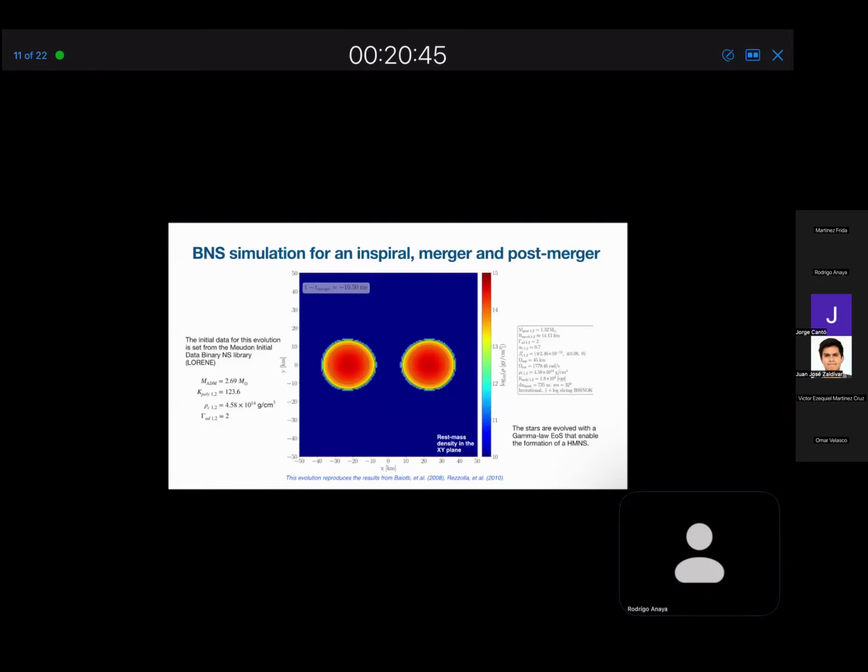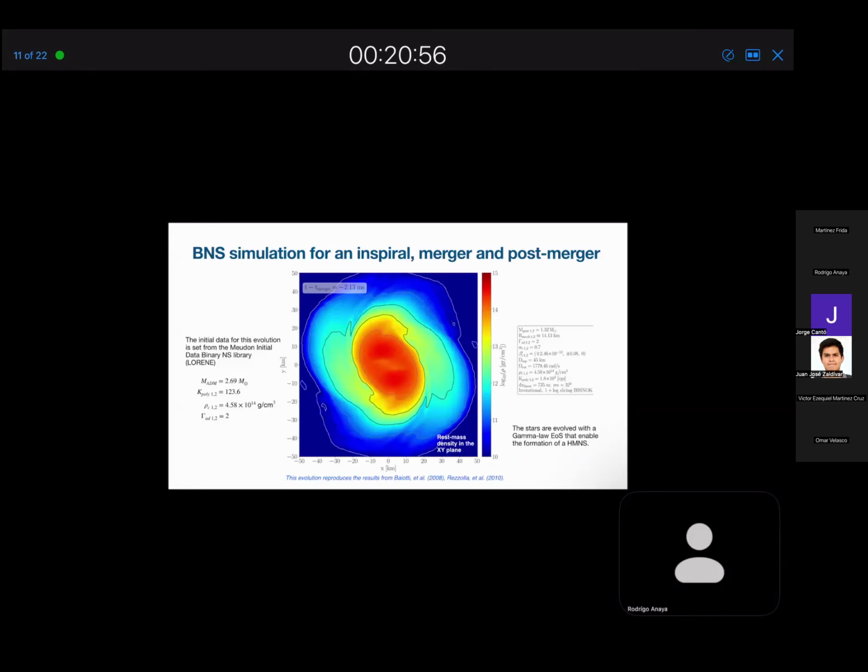I show you here a simulation for a purely hydrodynamic evolution of a two equal mass binary neutron star system, and the system is irrotational. It only has the orbital angular velocity of these two masses coalescing and merging. And in this configuration, we use a gamma law equation of state, and we form this so-called hypermassive neutron star. I show you just the first milliseconds after the merger.